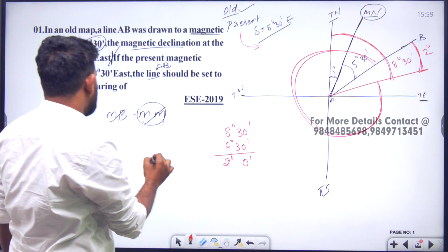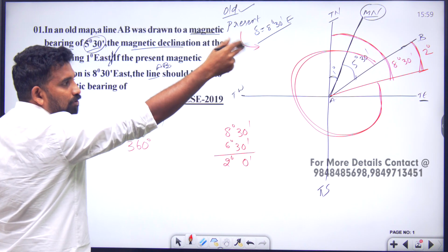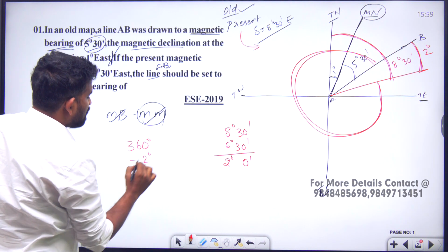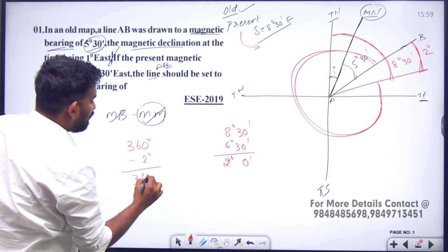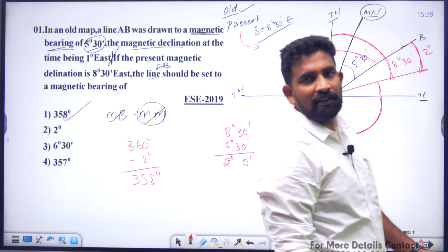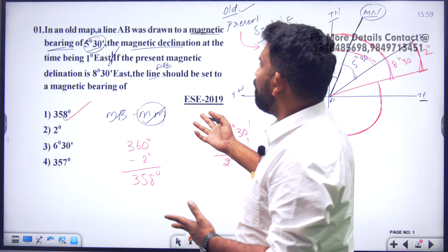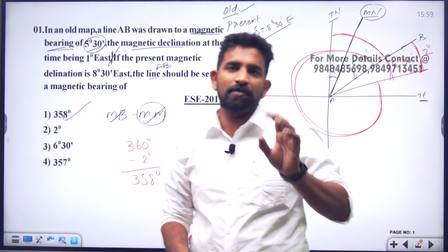And 360 minus 2, because the total angle is 360 we know, minus 2 degrees comes out to be 358 degrees. Here you can see 358 degrees, the very first option, is the correct answer. Very simple. In a very simple manner we will be able to solve such questions which come in composite surveying.